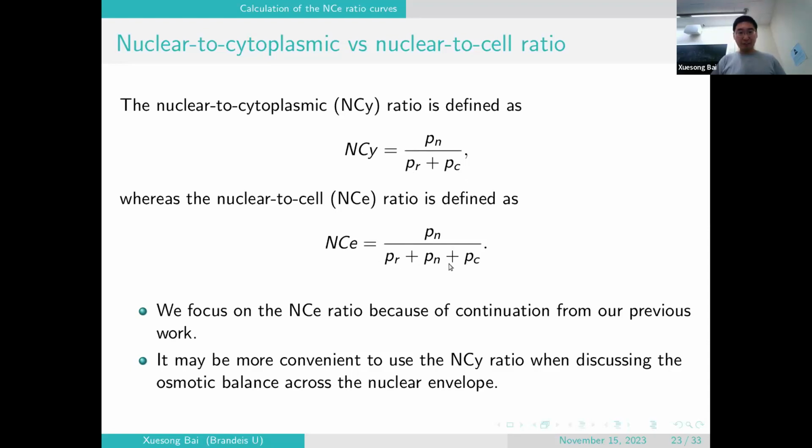And for this nucleus to cell, the denominator becomes the total number of proteins. The numerator is still just the number of proteins in the nucleus. So we will focus on this NCE, nucleus to cell, because we did this in the previous work. But as we've seen in the osmotic balance model, it's a little bit more convenient to use this nuclear to cytoplasmic. In that case, we could not derive one from the other, but both can be conveniently calculated if we have the joint distribution.